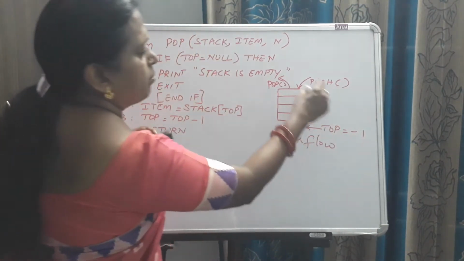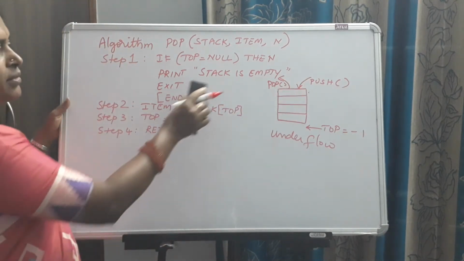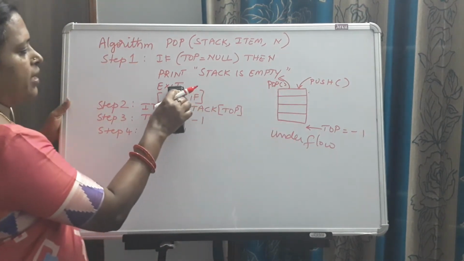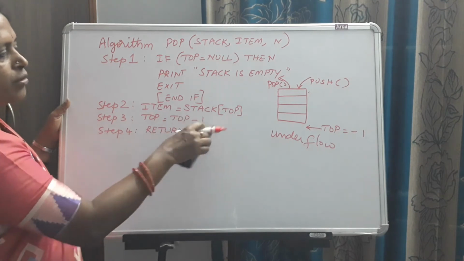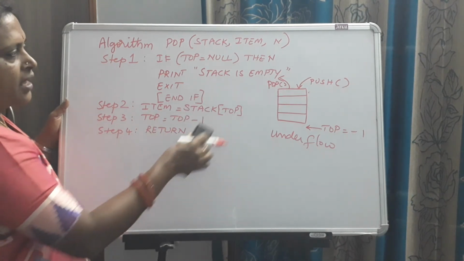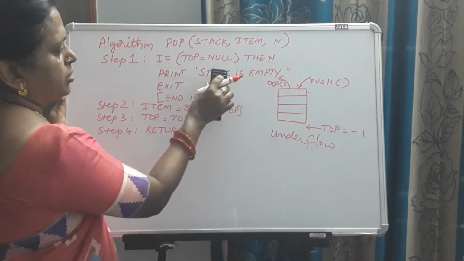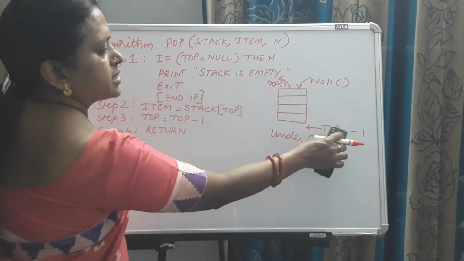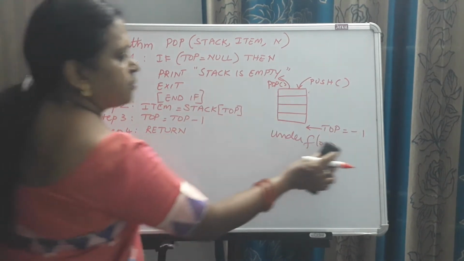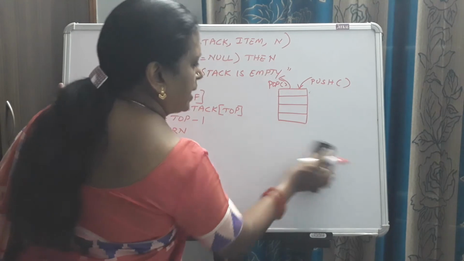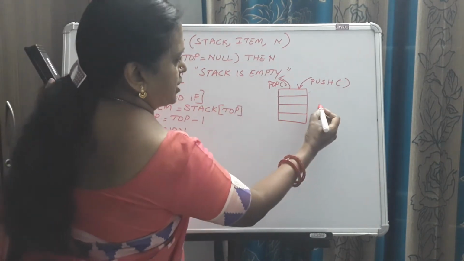When there are no elements at all in the stack, when it is empty, it is underflow, and then you are exiting this algorithm without doing any operation. If this condition is not true, that is, if top pointer is not equal to null value, that means there are elements in the stack and it is pointing at some location.